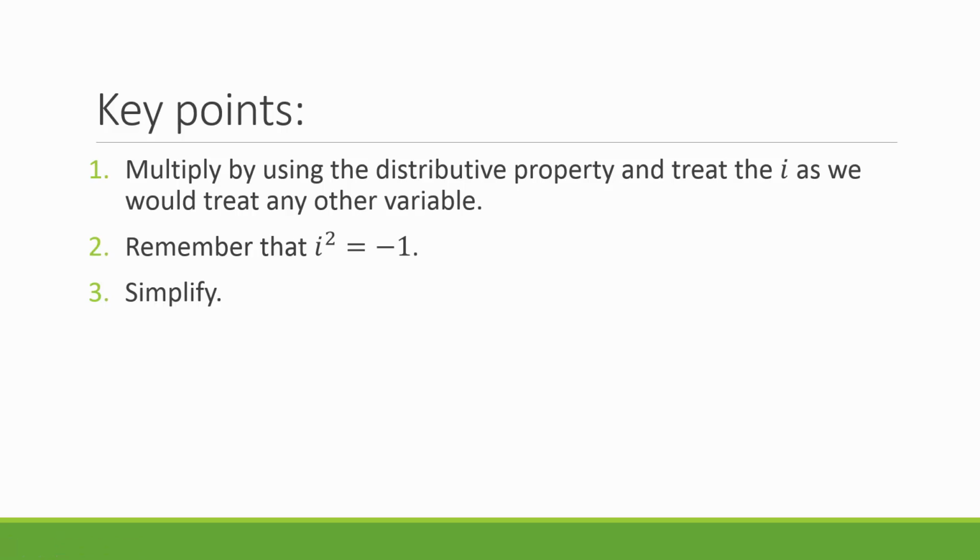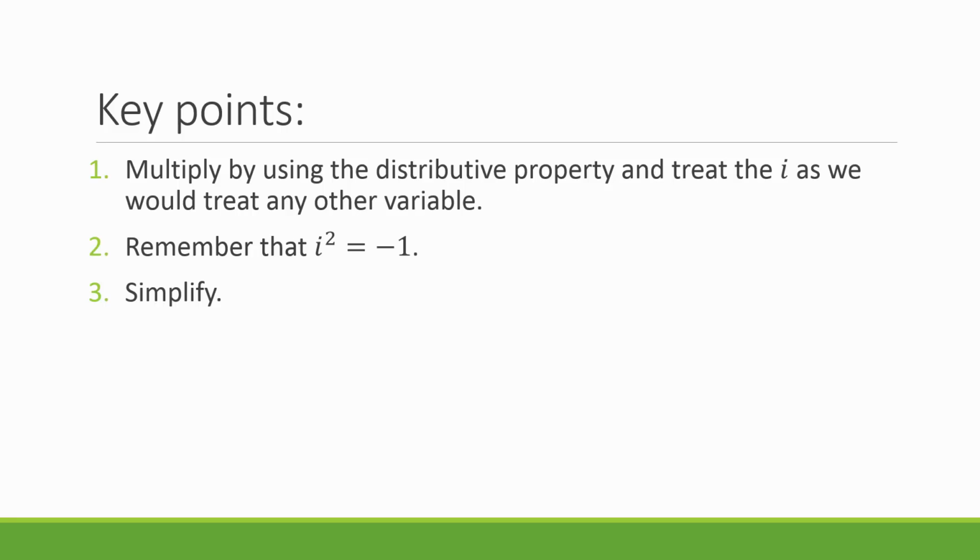So the key here is you want to multiply by using your distributive property when necessary and treat the i as we would treat any other variable. Also remember that i squared outside of the radical equals -1. And then simplify.